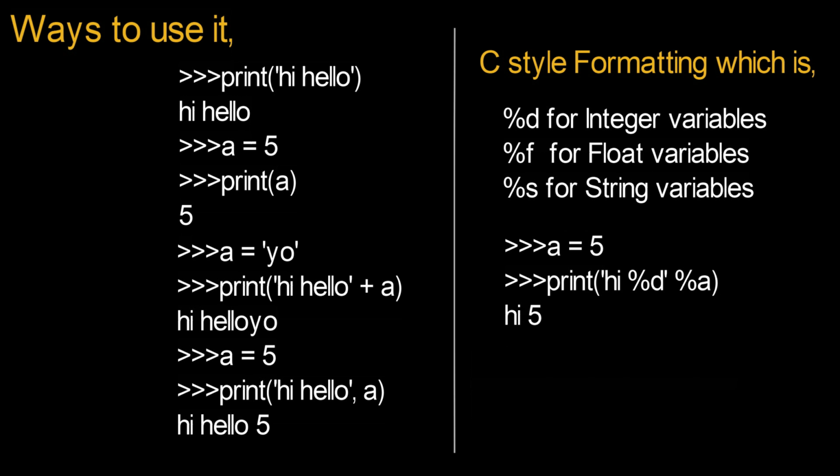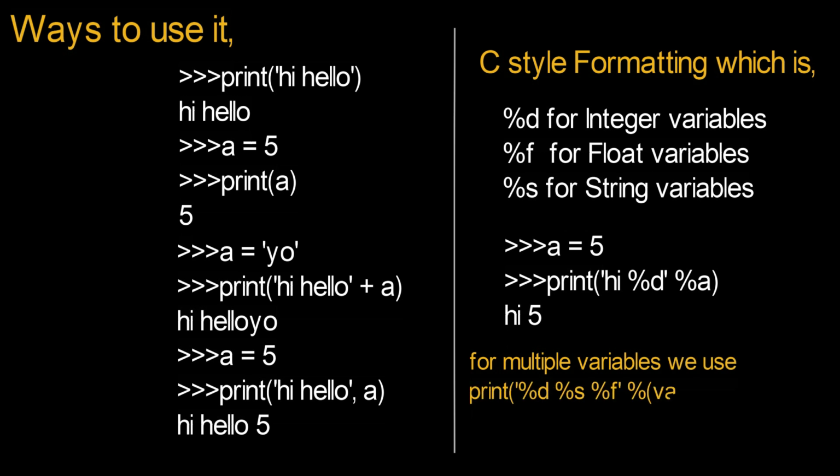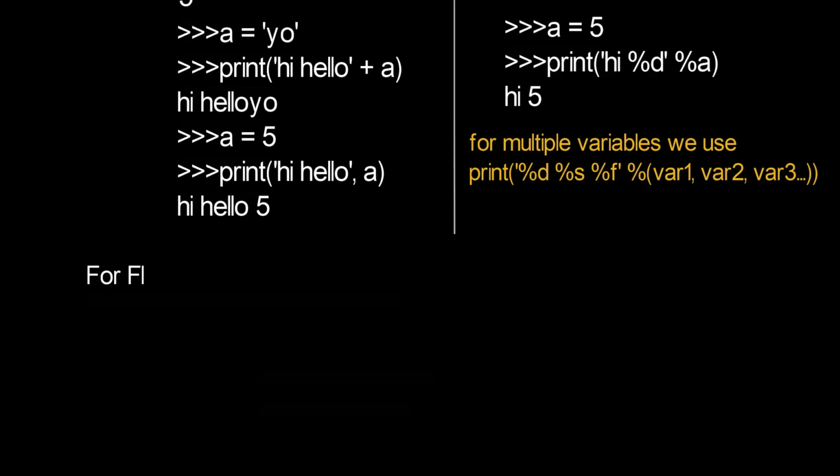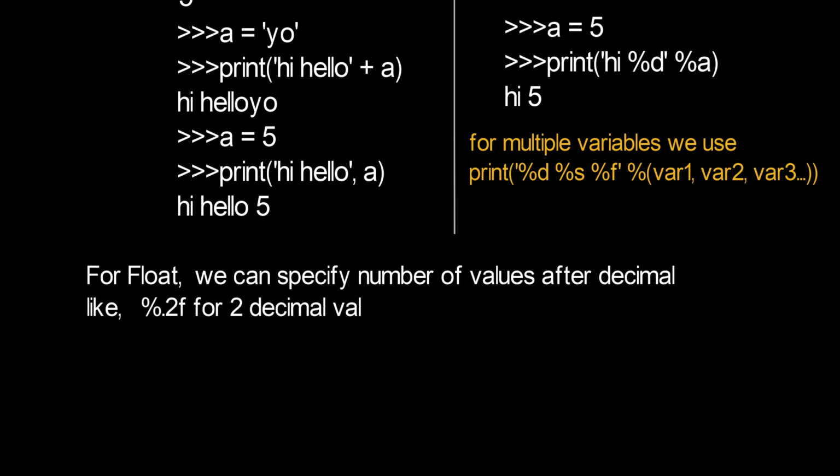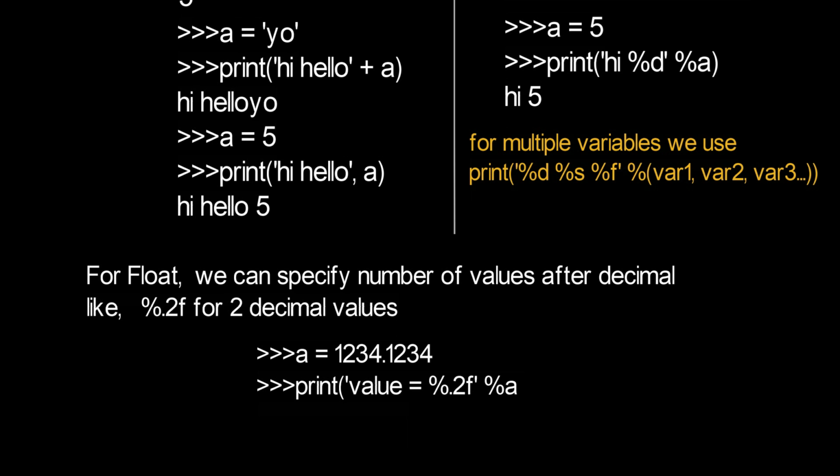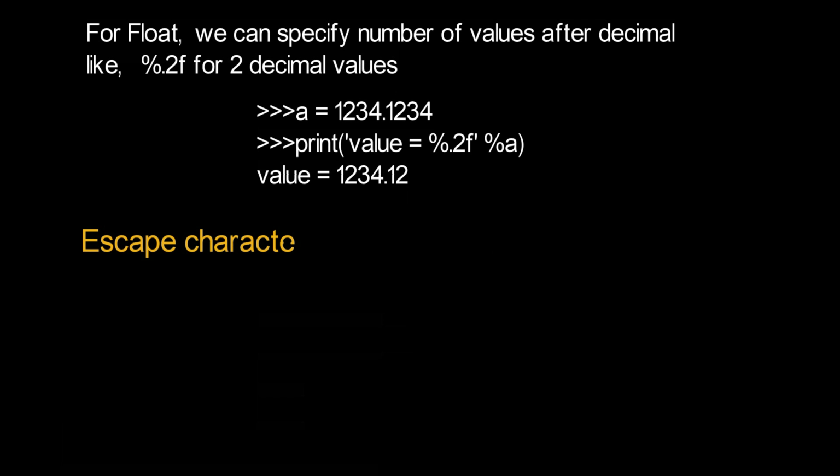We use percentage followed by variable name. We can use it similarly for float and string variables. For multiple variables, we use percentage and variable 1, variable 2, etc. inside braces. Also, for float variables, we can specify the number of values after the decimal like %.2f. Then it will display only up to 2 values after the decimal, like a = 1234.1234, and we use print('value is equal to %.2f' % a). It will give the result as value is equal to 1234.12.